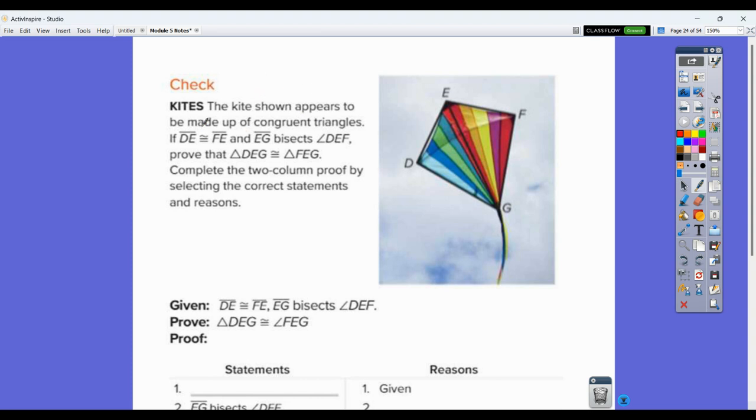Okay, so giving an example with this one, we've got a kite example here. The kites shown appear to be made of congruent triangles. If DE is congruent to FE, so we're going to mark it. We mark our diagrams a lot. And EG bisects angle DEF. So understand what this says. It's saying that segment EG splits in half, that's what bisects means, so splits in half angle DEF.